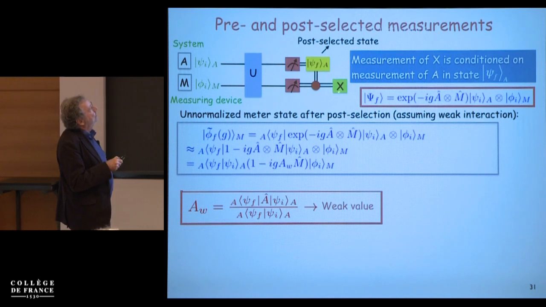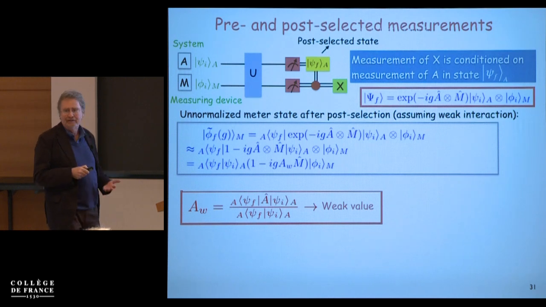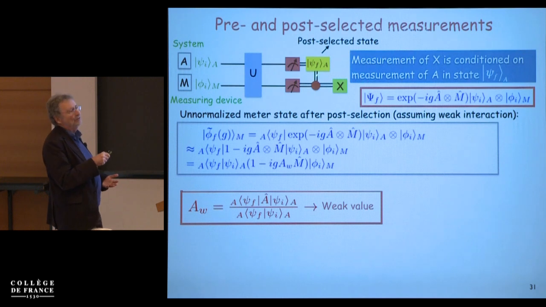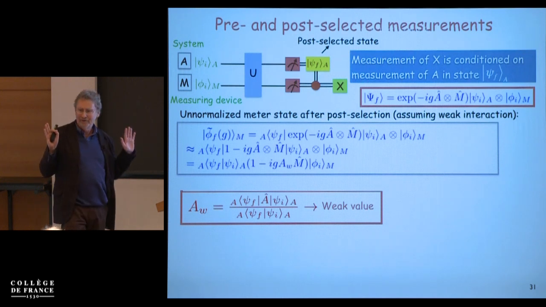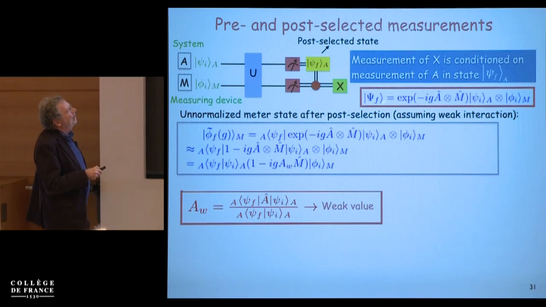So you measure X conditioned to the measurement of A in a state psi f. That's the idea. That means, of course, that you are losing data. Whenever you measure a state here which is not psi f, you don't do anything to the pointer. Now, psi f is given by this expression here in terms of the initial states. So that's the evolution we had before.